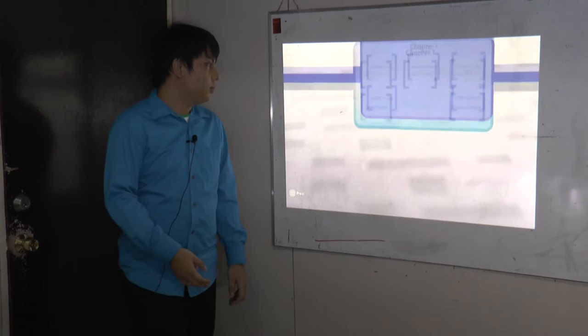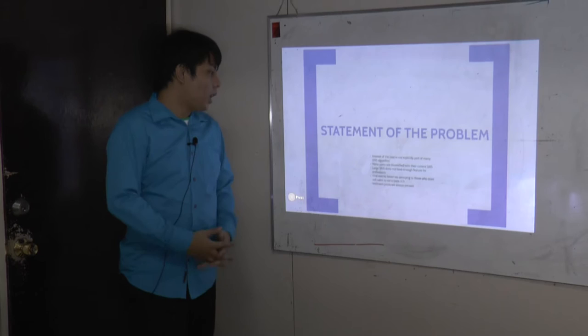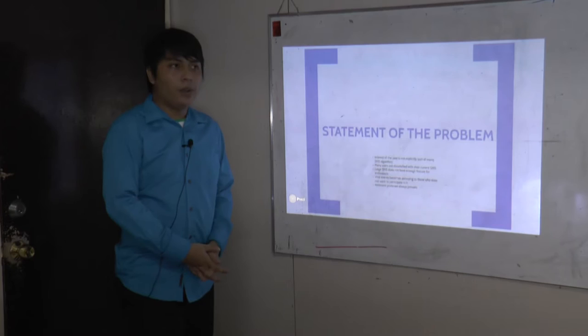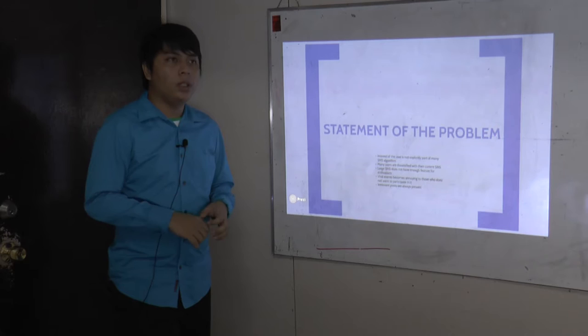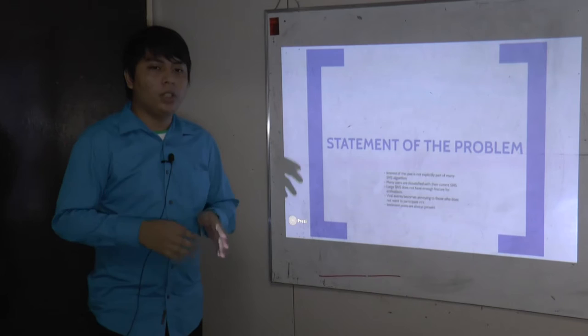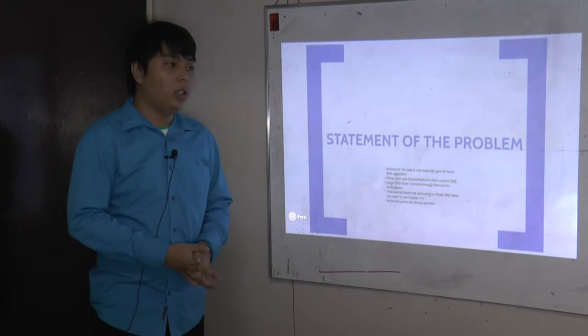Okay, so for chapter one, statement of the problem. Interest of the user is not explicitly part of many SNS algorithms. One good example of this problem is Facebook, wherein the EdgeRank algorithm primarily uses the connection of a user to another user as the primary factor for determining what contents are to be displayed in their newsfeed.